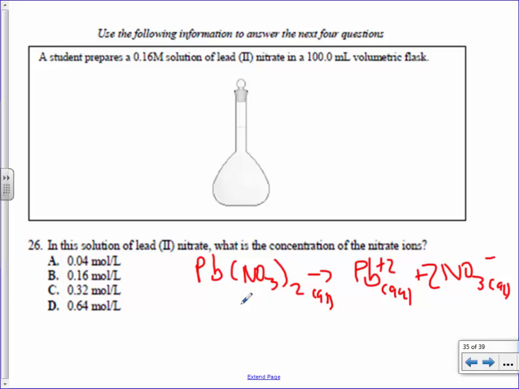What this means then is that if this guy right here is 0.16 moles per liter, the nitrate, this is a 1, that's a 2. So this is my daughter playing with Lego. She has one big Lego toy, and it takes up 0.16. And then she breaks it into pieces. Well, now that there's 2 pieces, it's twice as concentrated. So now it'll be 0.32, because you've doubled.